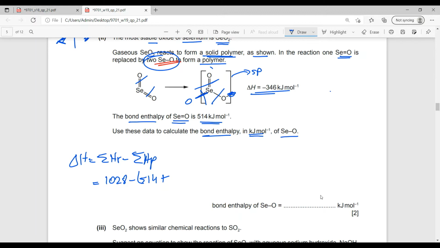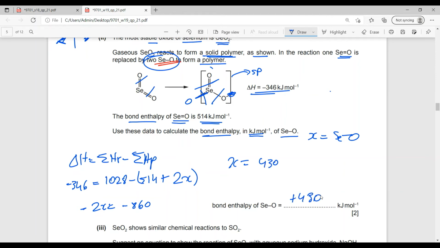So there's two Se single bond O, right? So that's 2x, and that is your variable. x is Se-O, right? So that's 2x, and that equals minus 346. So when you make 2x the subject of the equation, that's minus 346 minus 514, right? That gives minus 860, right? So x therefore is equal to plus 430 kilojoules per mole.